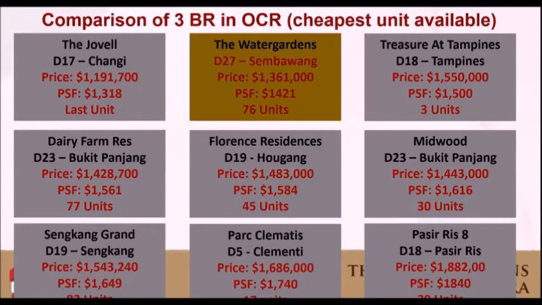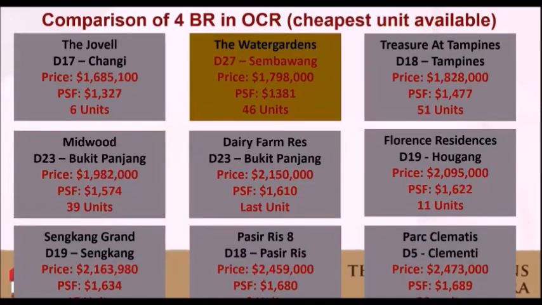If you have more family members, of course, you will need a 4-bedroom. And 4-bedroom, no doubt it has a higher quantum, but it's price sensitive. Look at the rest of the 4-bedroom in the OCR. Most of them are hitting 2 million or have surpassed 2 million, almost 2.5 million already. But for our projects, we are attractively priced below 1.8 million. And this price, I can assure you, 1,381 PSF is not to stay. Later, I will explain to you why.